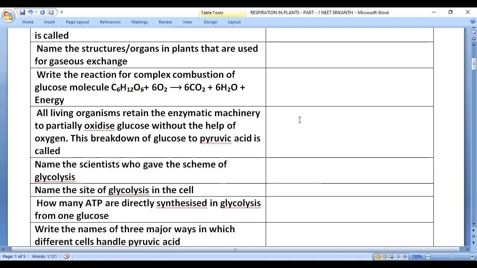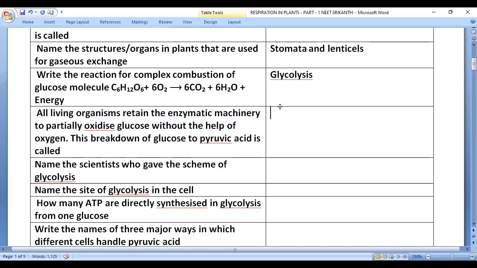Name the structures or organs in plants that are used for gaseous exchange. Stomata and lenticels. Write the reaction for complete combustion of the glucose molecule: C6H12O6 plus 6O2 gives 6CO2 plus 6H2O and energy. The process we call glycolysis.